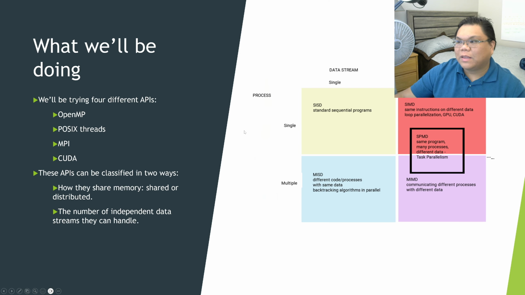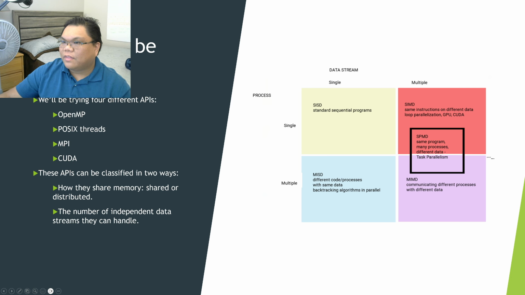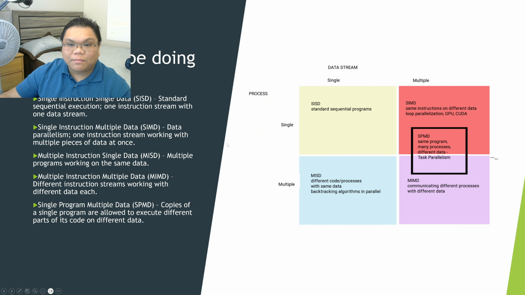So eventually you will be looking at 4 different APIs: OpenMP, POSIX threads, MPI, and CUDA. And we can classify these in 2 ways: how they share memory and the number of independent data streams they can handle. So the textbook describes 2 such things, but it turns out there are 5 classifications of data stream count and process count. And here is all of them.